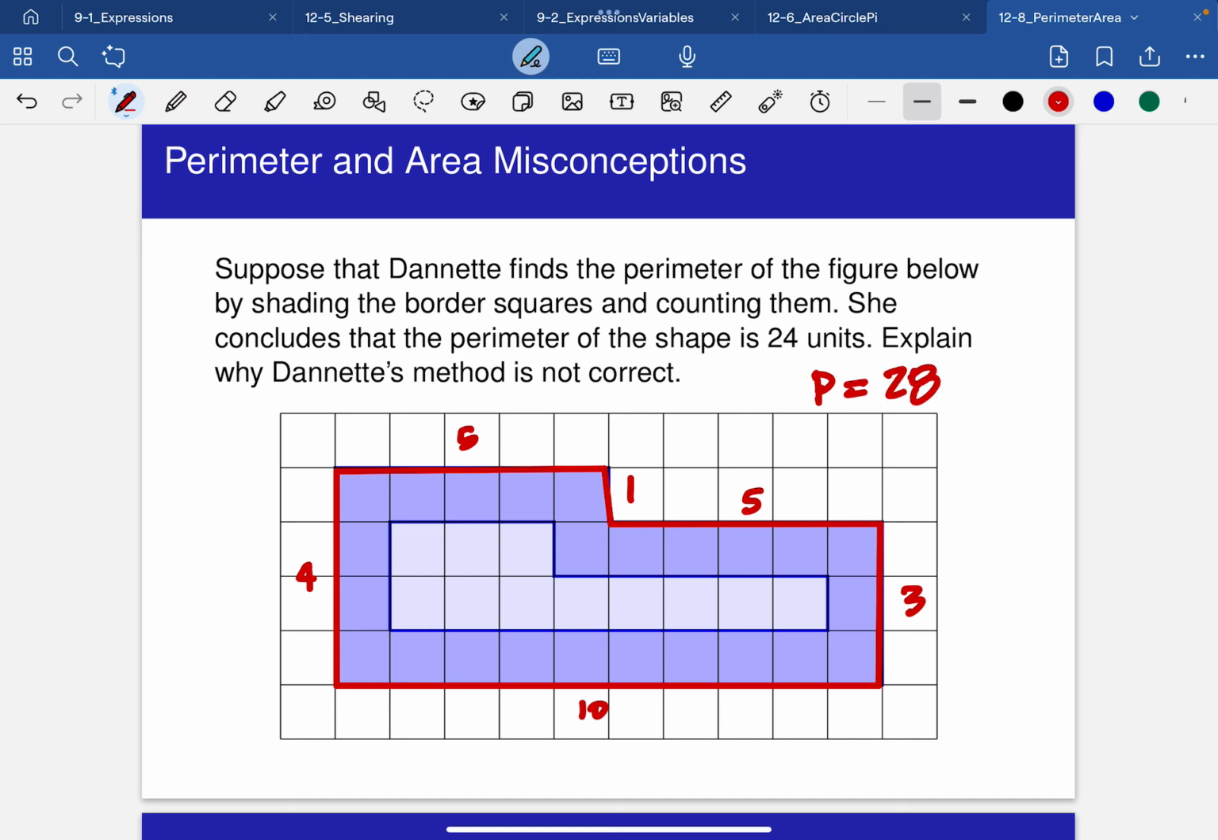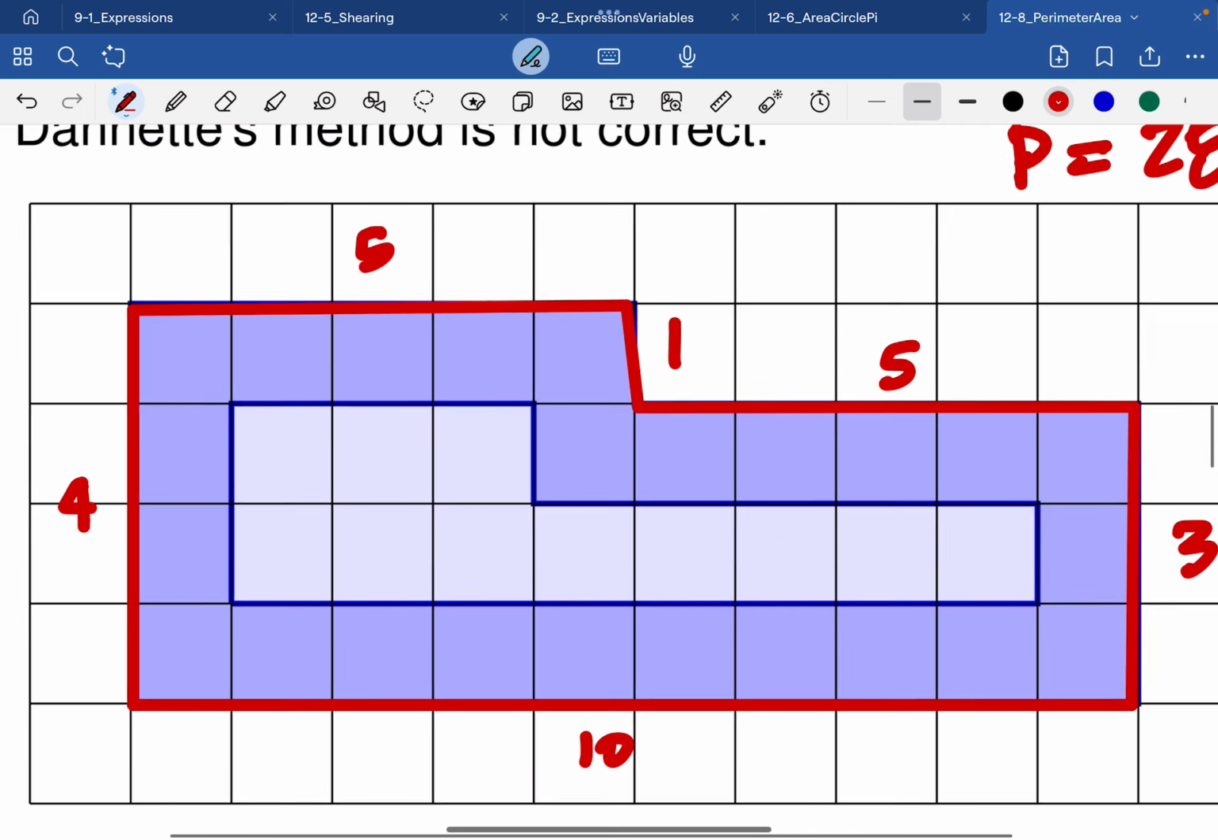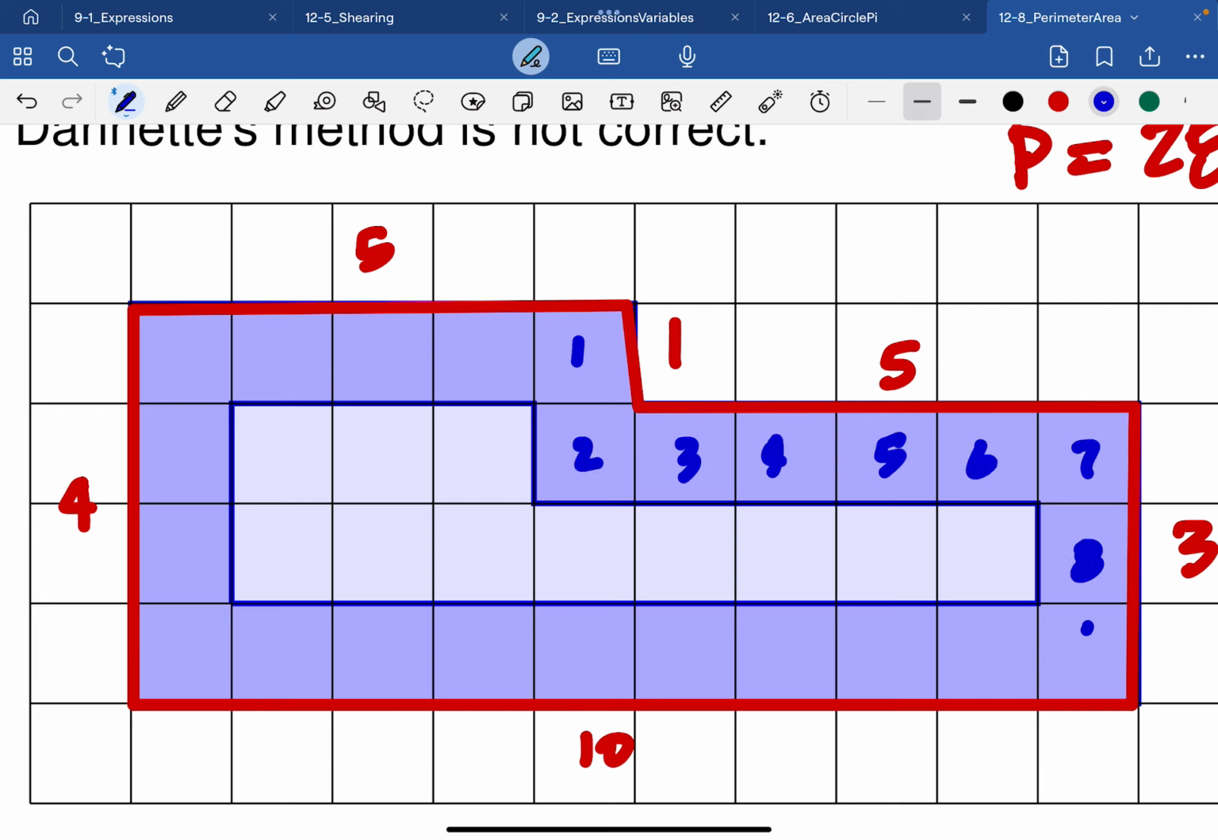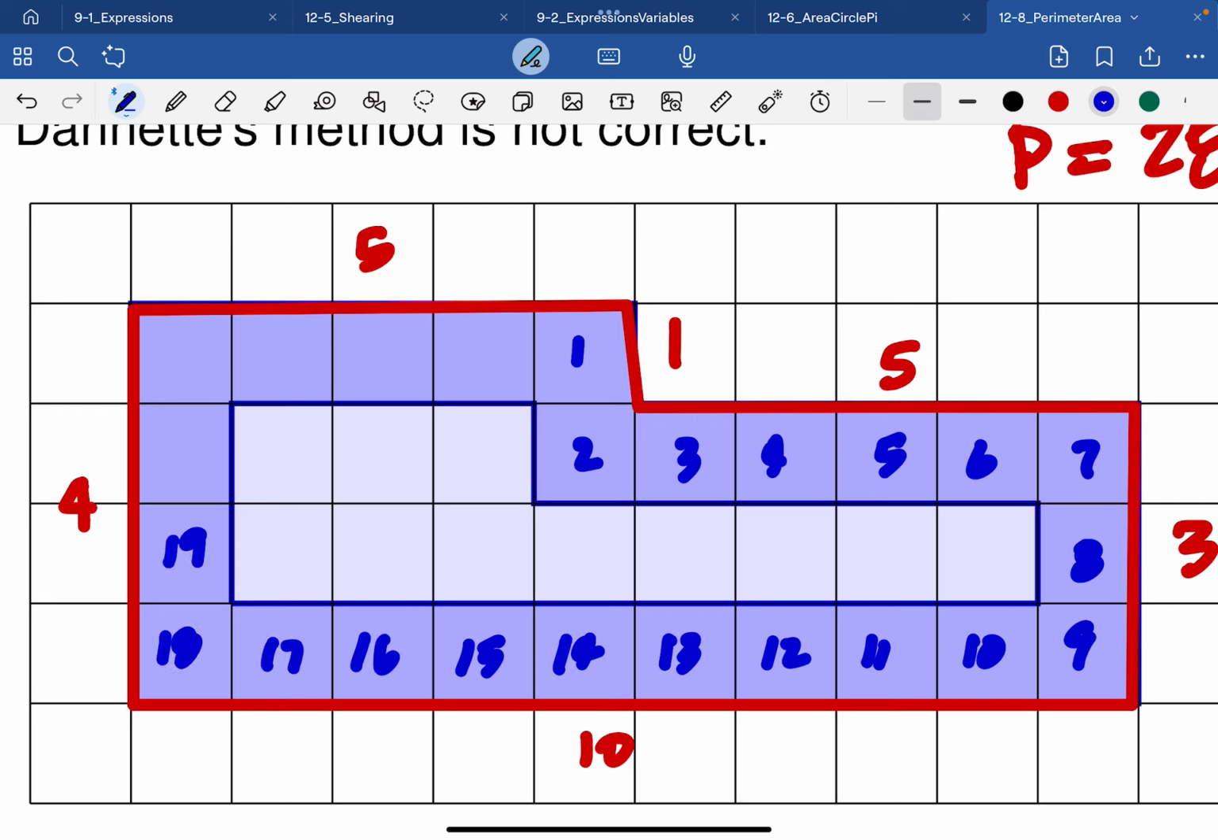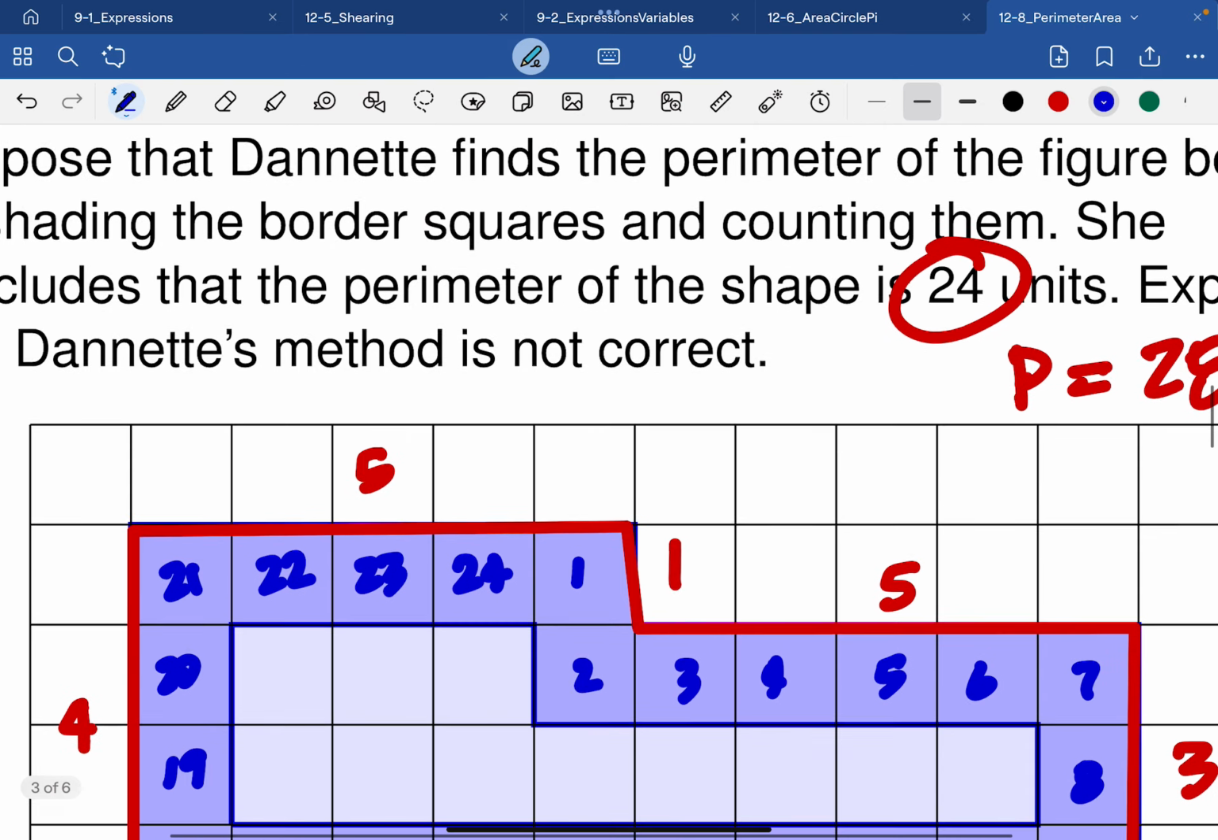But Danette concludes that there's only 24 here, and the way she's thinking about this is, well, I'll just count the number of squares on the edge, on the perimeter of the shape. So what she's thinking is this: 1, 2, 3, 4, 5, 6, 7, 8, 9, 10, 11, 12, 13, 14, 15, 16, 17, 18, 19, 20, 21, 22, 23, 24. And so she's getting this 24 number here.